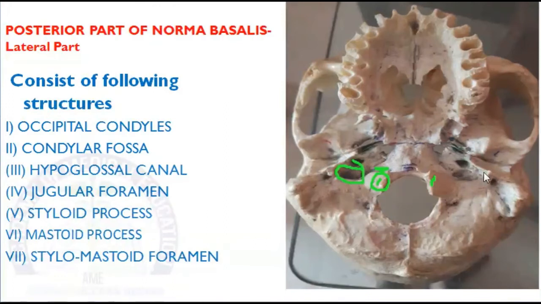The styloid process, which seems to be broken here. Then the mastoid process, this is the mastoid process. Then the stylomastoid foramen, which is present between the styloid process and the mastoid process. So here is the foramen, and it is called the stylomastoid foramen.